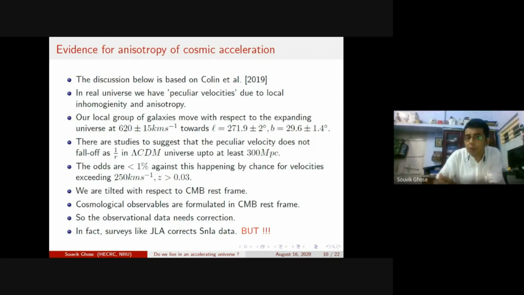So we do have some considerable peculiar velocity, and if we consider that, we are not really in the CMB rest frame, that is, not in the co-moving frame; we are rather tilted with respect to the co-moving frame. But the cosmological observables are formulated in the CMB rest frame. So how to take care of those when analyzing supernova data? Supernova data have to be corrected. And in fact, surveys like JLA or Union 2.1 correct the supernova data for these peculiar velocities.